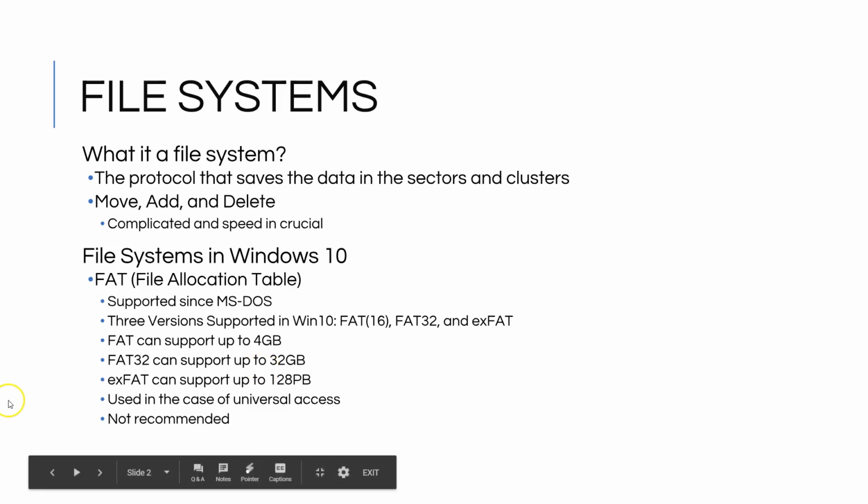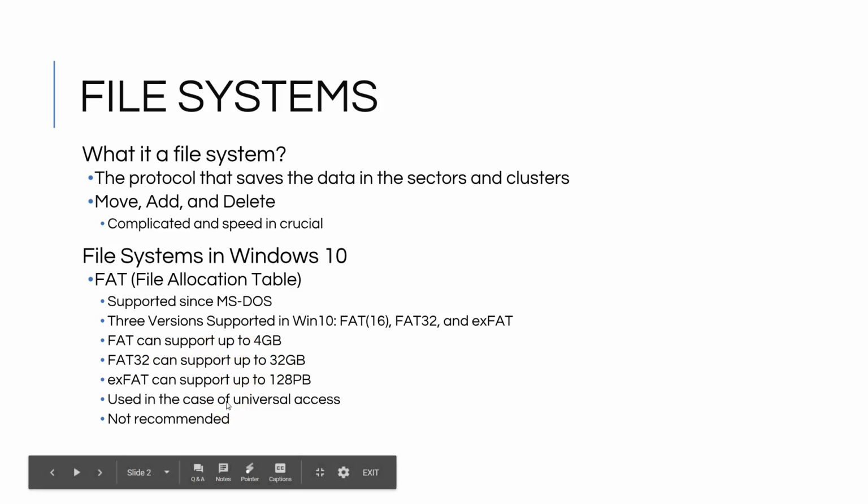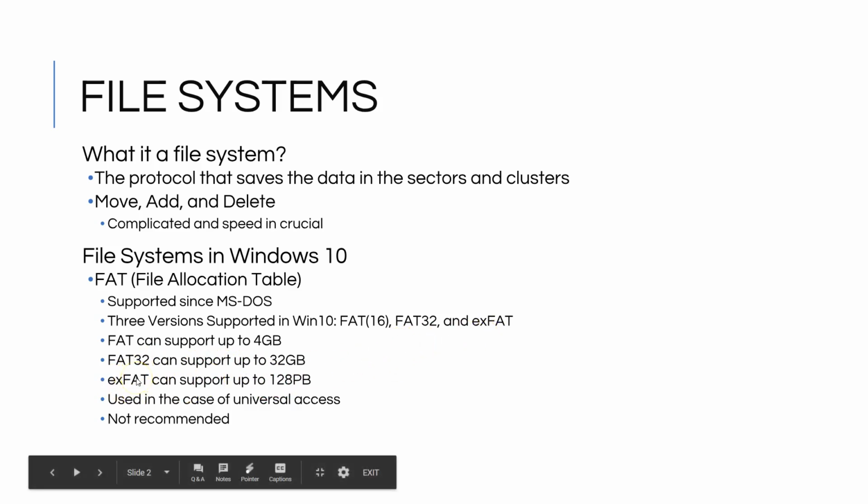The whole reason why exFAT came out is that it can support bigger files than about a gig. FAT32 can't support files that are bigger than somewhere around a gigabyte. exFAT can support larger files. exFAT came out essentially because FAT32 is still around in the wild. It's used in the case of universal access. Not recommended for your operating system.